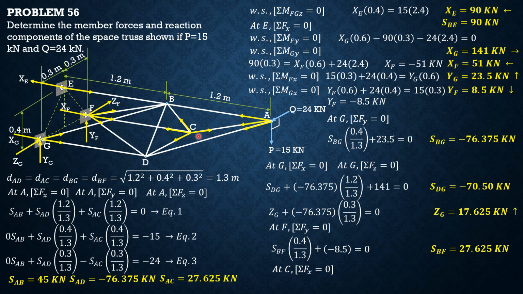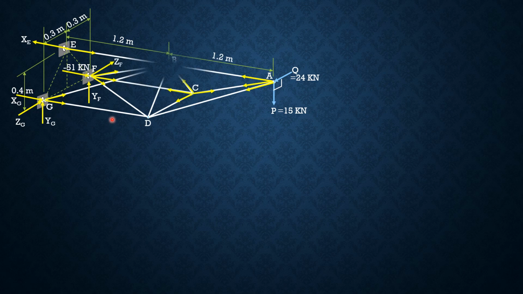So summation forces X equals 0. SAC, which is 27.625 times 1.2 over 1.3, equals SCF. So SCF is positive 25.5 kilonewtons. So let's go back to joint F to solve for SDF. Again, let's proceed to joint F, summation forces X equals 0 to solve for SDF.